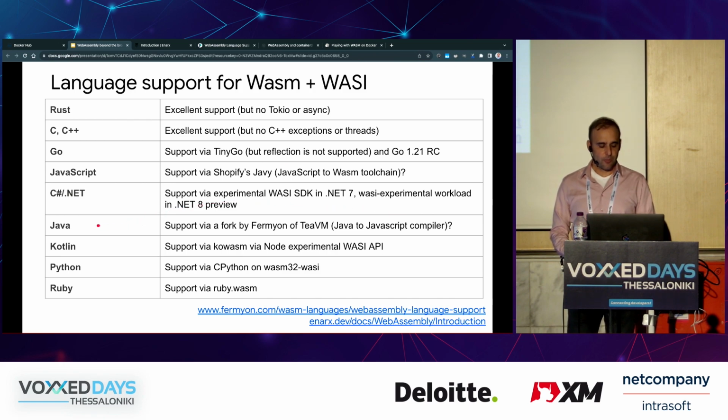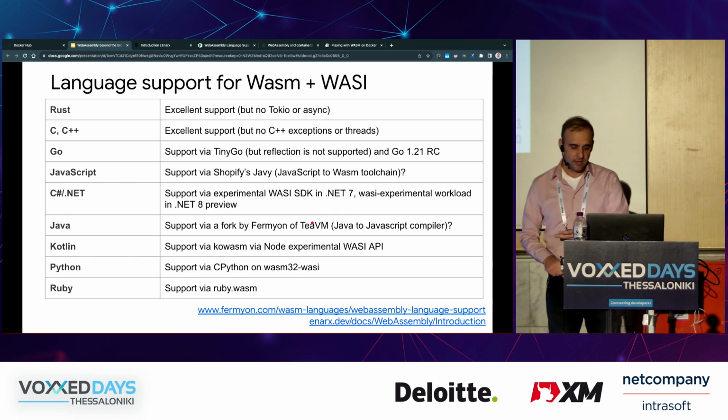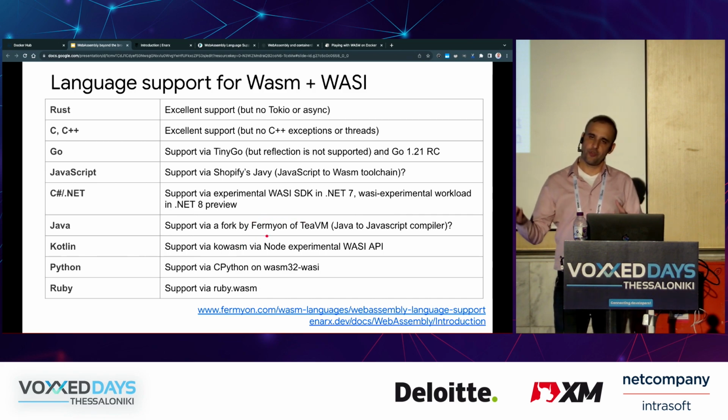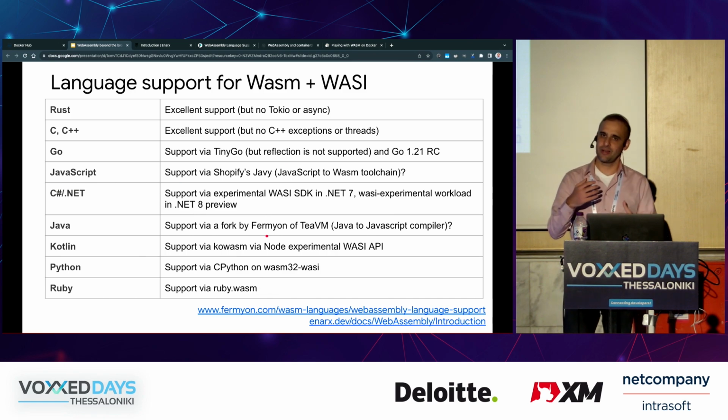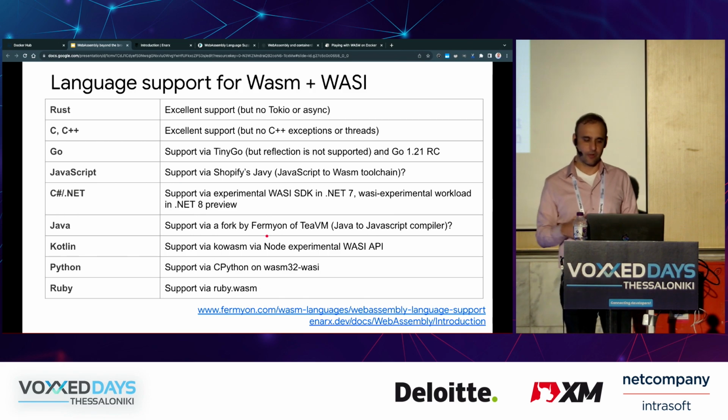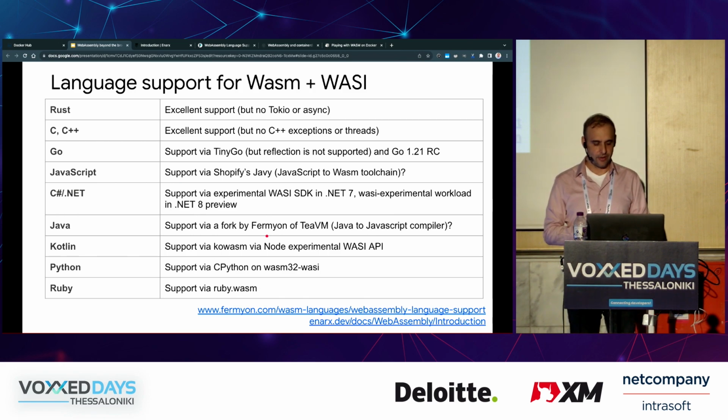Java, the good support that they were saying, it is supported, but it's only supported on something called TeaVM, which is a Java to JavaScript compiler, but it's only supported via a fork of that by Fermyon. So Fermyon forked TeaVM, and with that, Java is supposedly supported, although I couldn't get it working. I tried, and it was giving me some errors, and I just kind of gave up, okay?